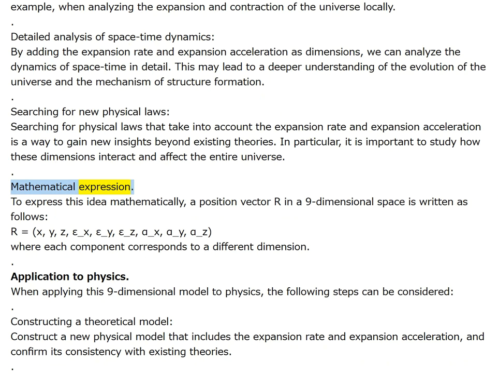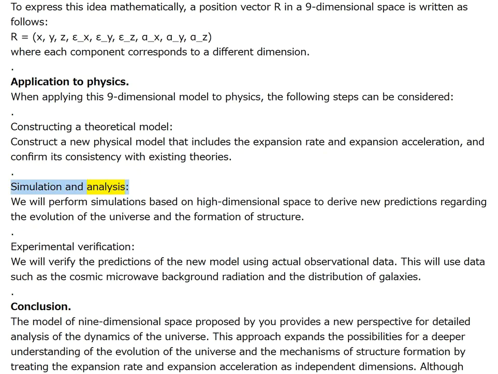Mathematical expression. To express this idea mathematically, a position vector R in a 9-dimensional space is written as follows: R equals (x, y, z, epsilon_x, epsilon_y, epsilon_z, alpha_x, alpha_y, alpha_z), where each component corresponds to a different dimension. Application to physics. When applying this 9-dimensional model to physics, the following steps can be considered. Constructing a theoretical model. Construct a new physical model that includes the expansion rate and expansion acceleration, and confirm its consistency with existing theories.